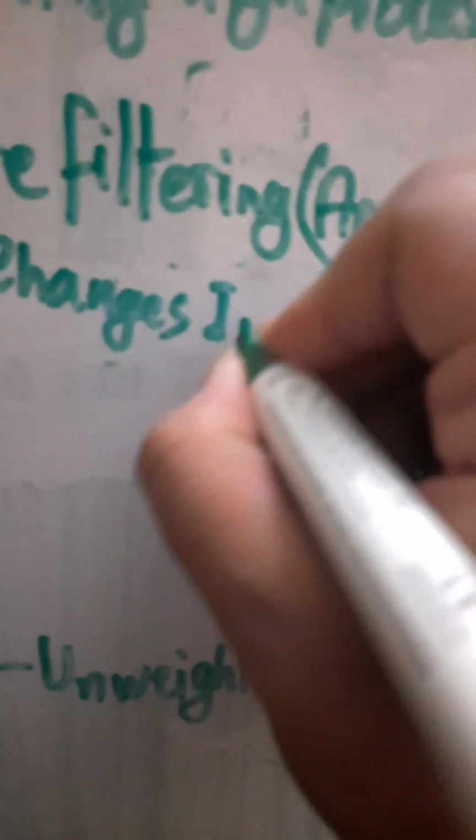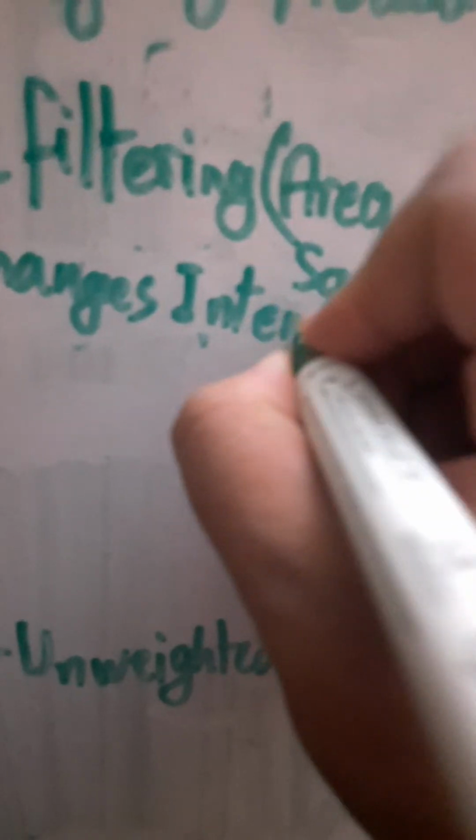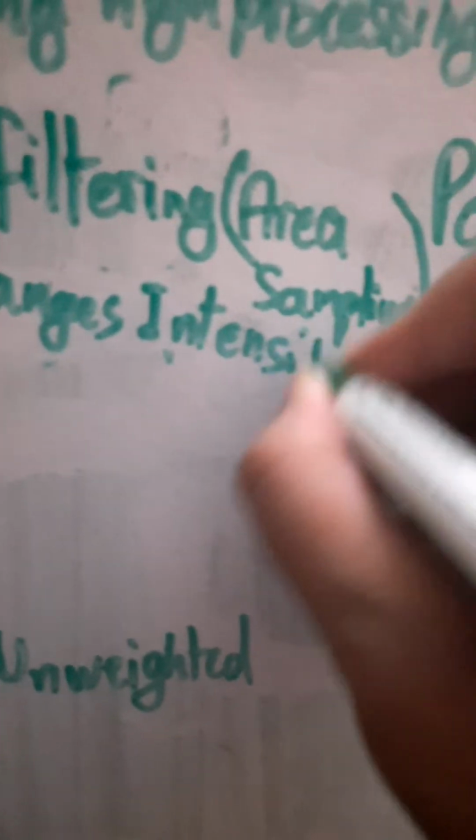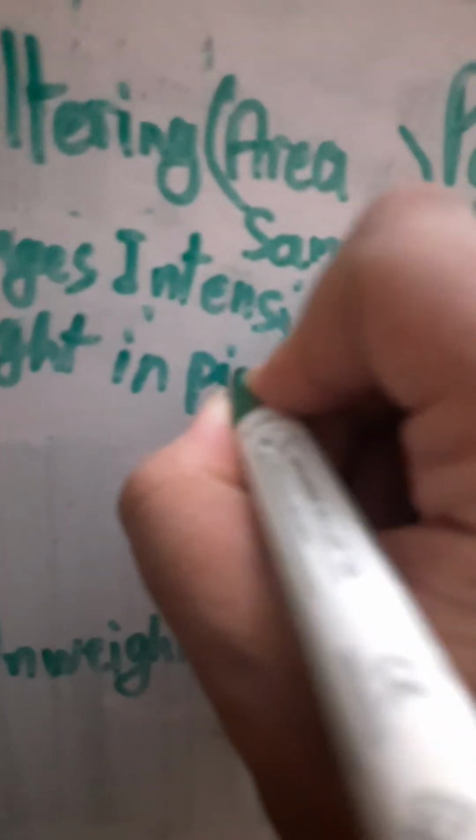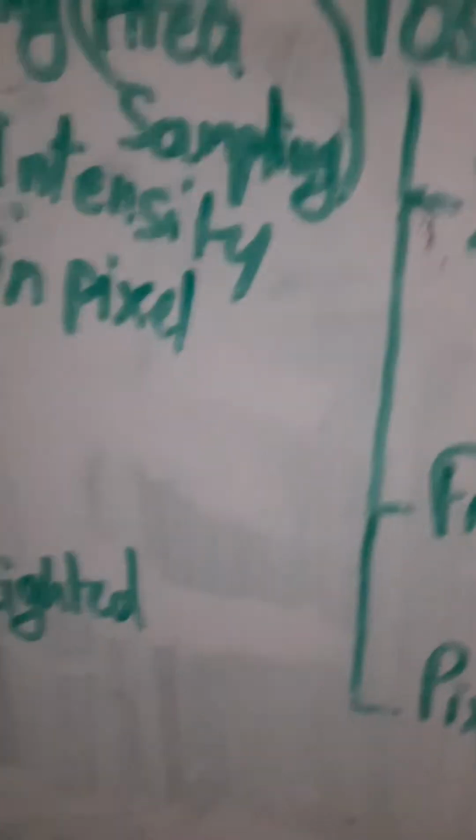First, changes intensity of light in pixels. So that's what you see in your stations, your train stations or something.